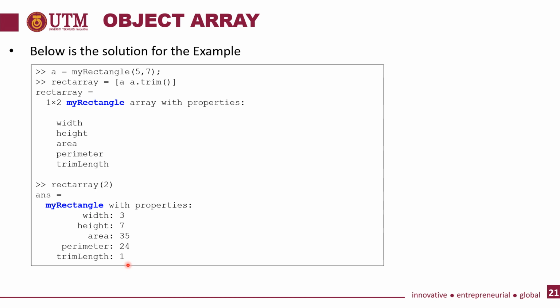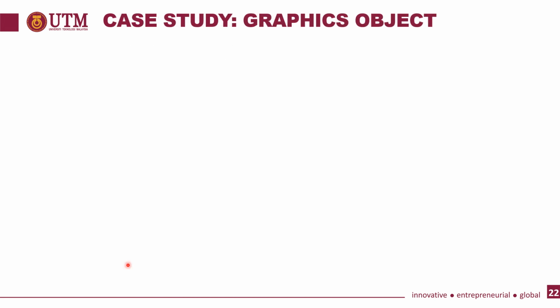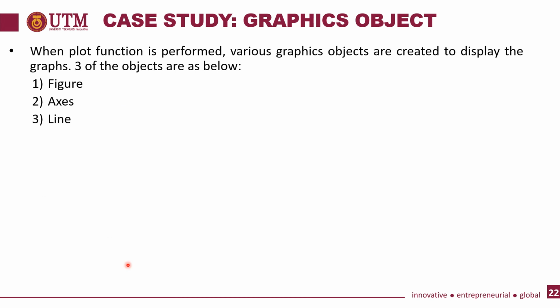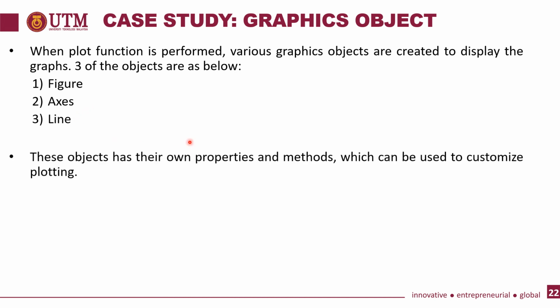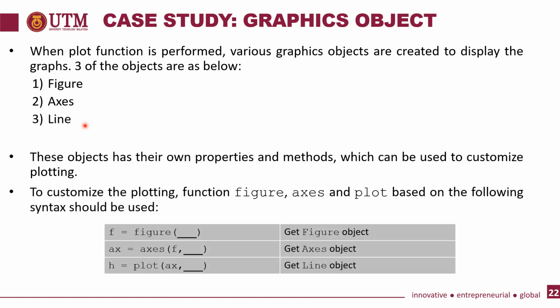Alright, next is the case study, the graphic object. In the graphic object, when the plot function is performed, various graphic objects are created to display the graph. Usually when we want to plot a function, we need 3 things: a figure, an axis, and a line. These objects have their own properties and methods which can be used to customize plotting. So figures have their own properties and methods, axes also have their own, and lines also have their own. To customize the plotting, figure, axis, and plot functions based on the following syntax should be used.